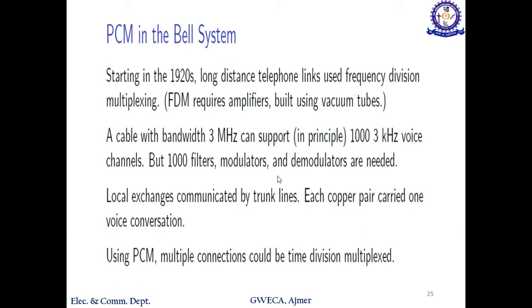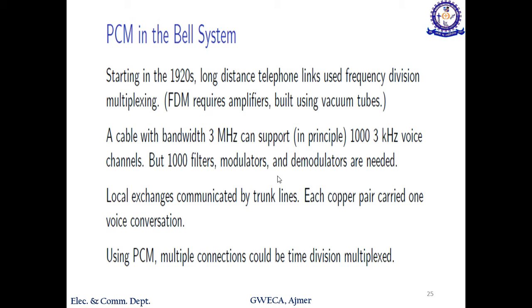In the starting of the 1920s, long distance telephone links used frequency division multiplexing. Initially, frequency division multiplexing techniques were used, which required a large number of amplifiers built using vacuum tubes, so it was a much more complex system. A cable with a bandwidth of, for example, 3 megahertz can in principle support 1000 voice channels of 3 kilohertz, but 1000 filters, modulators and demodulators are required. So it is very costly and uses the old frequency division multiplexing technique.